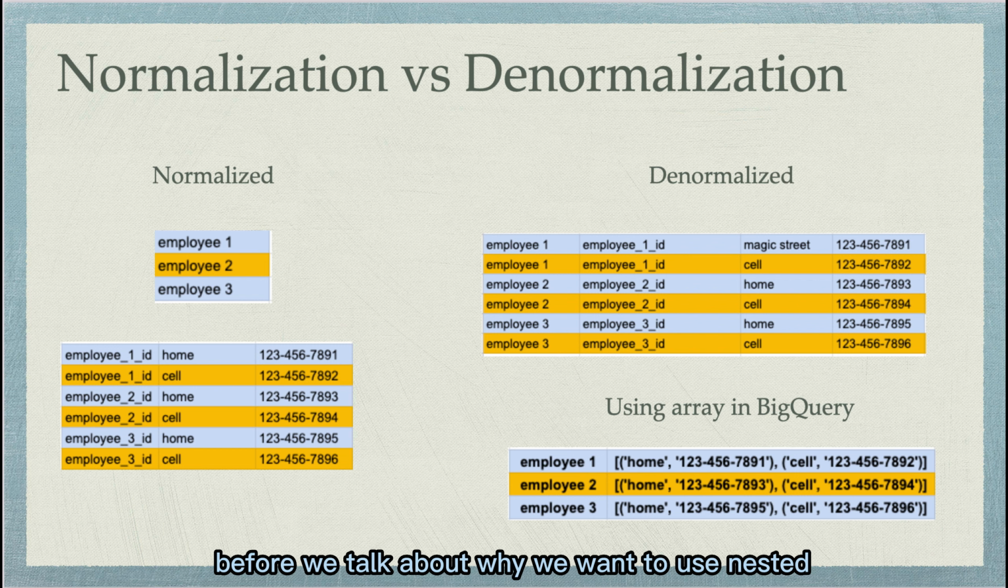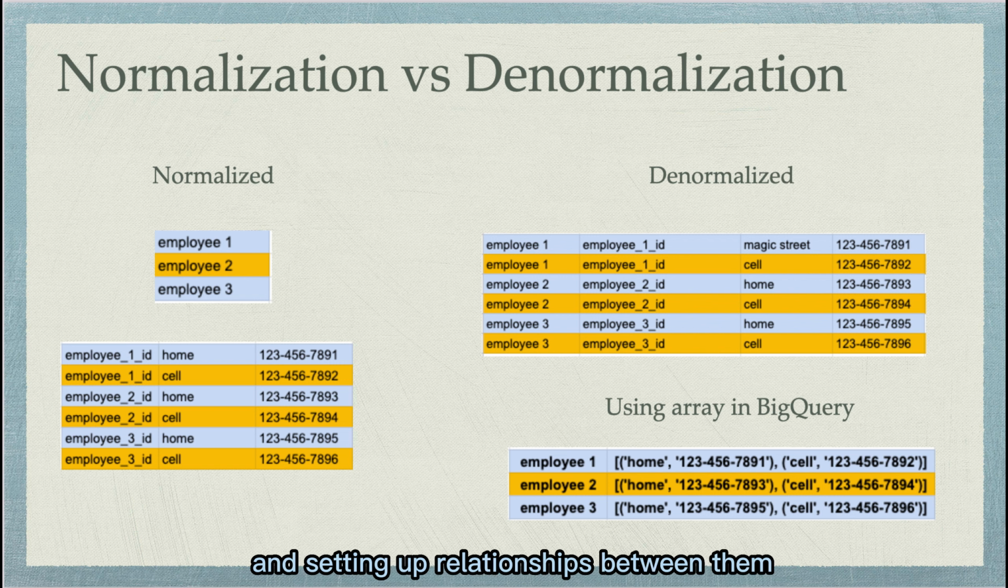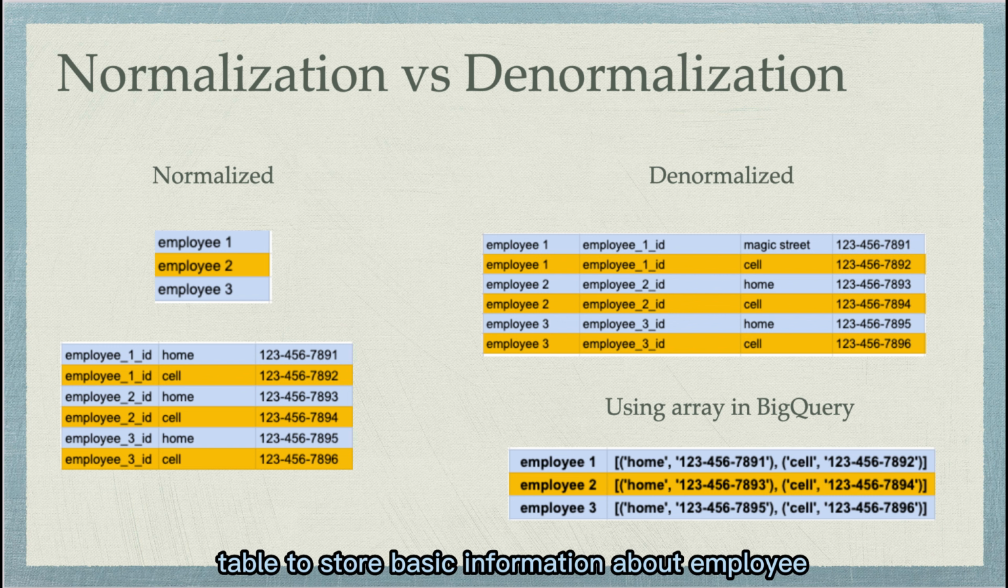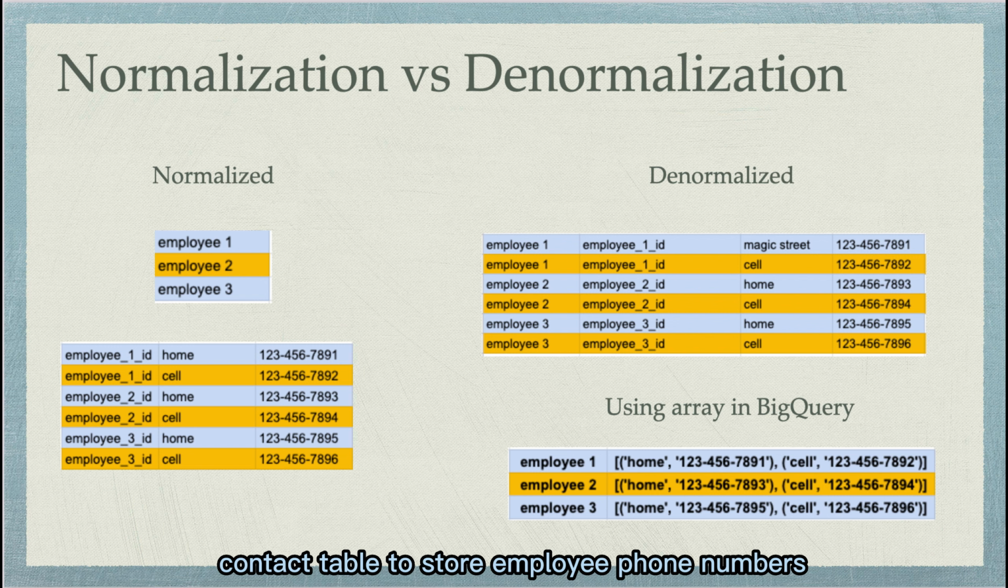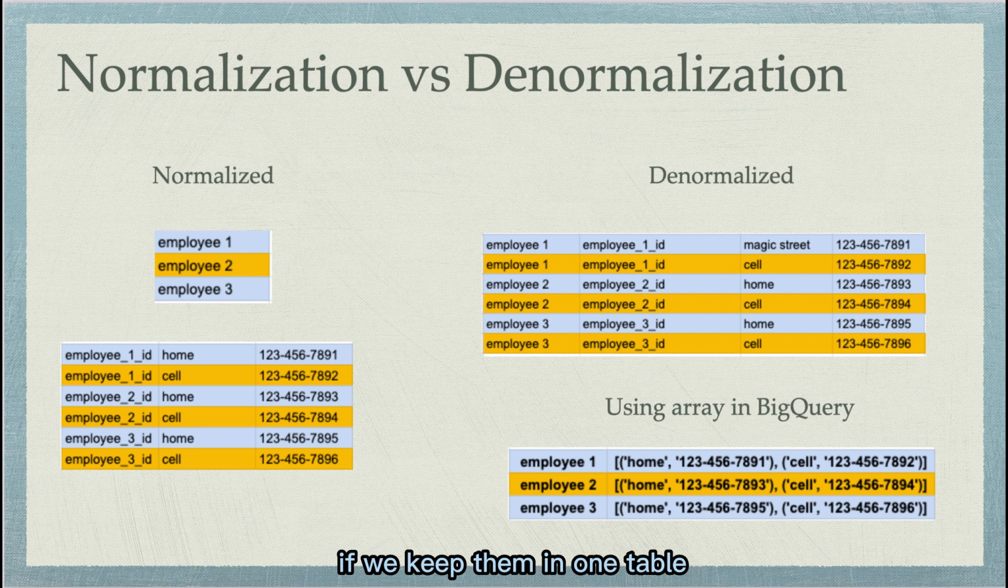Before we talk about why we want to use nested and repeated fields, let's first look at what normalization and denormalization are. In a relational database, we normally organize data in tables and set up relationships between them to eliminate redundancy. This process is called normalization. For example, we can have an employee table to store basic information about employees, and another employee contact table to store employee phone numbers. Since employees can have more than one phone number, if we keep them in one table, we will need to repeat other employee fields.